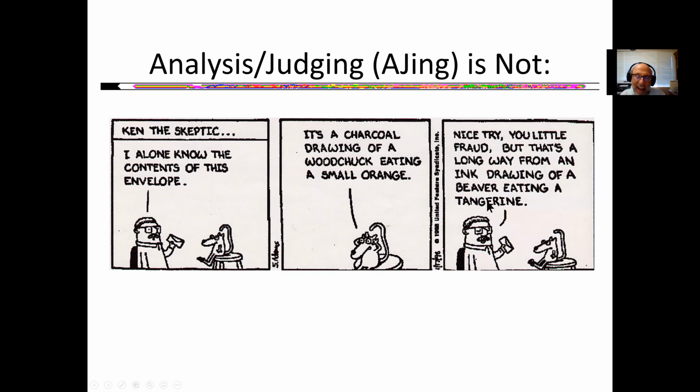Well, come on. We understand small orange, tangerine are really very close. Charcoal drawing and ink drawing, we would give good marks as that being a match, and a beaver versus a woodchuck would be terrific animal in either case and that sort of thing. So you don't want to be too precise.